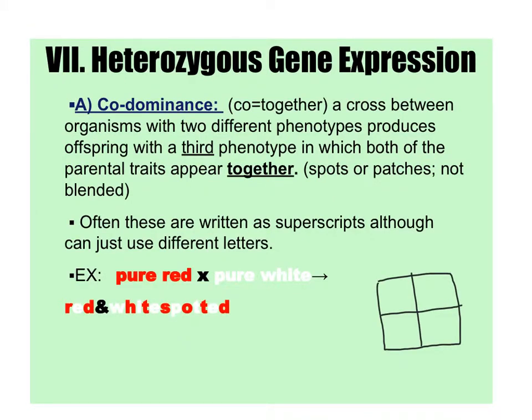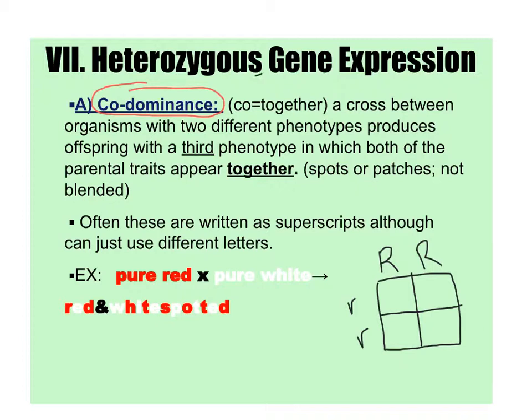Alright, so now codominance. This is different than simple dominant and recessive because in codominance there is no recessive. Both of the alleles are dominant. For example, pure red, first let's go the old school way. Let's say we crossed a pure red cow with a white cow, and we'll say that white is recessive, so we'll go little r's.